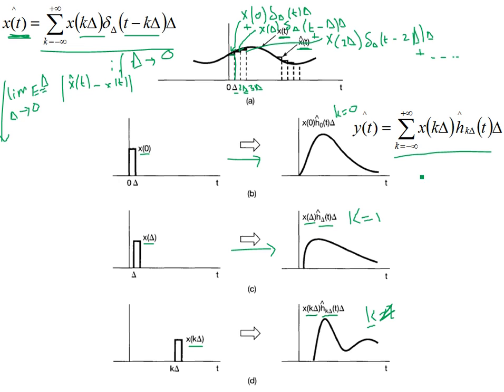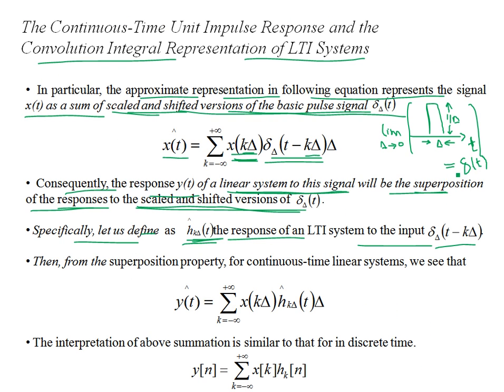If you add them up, you go on adding these responses. So the result will be precisely y hat of t, which is basically expressed as a summation in this equation. So this is what it says.